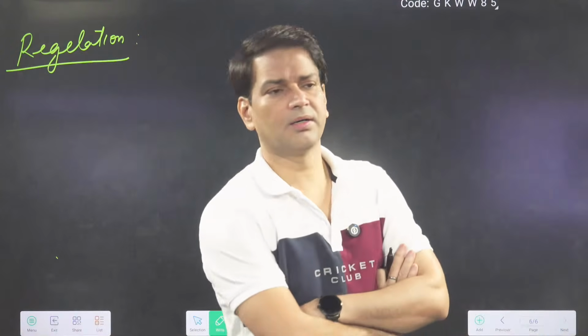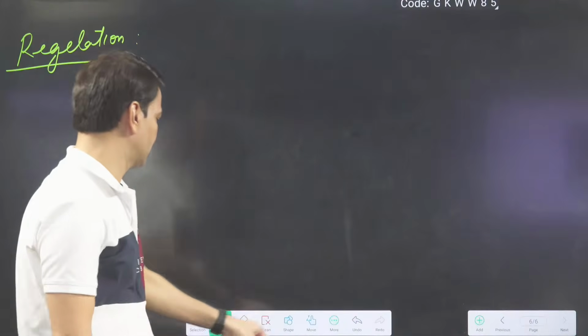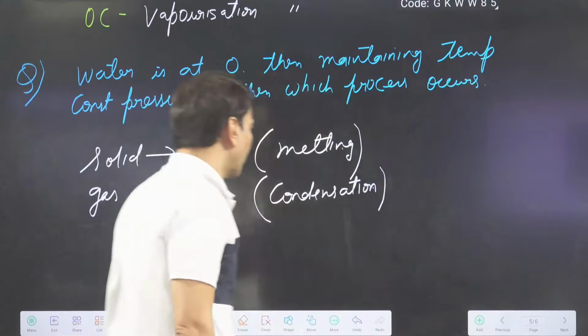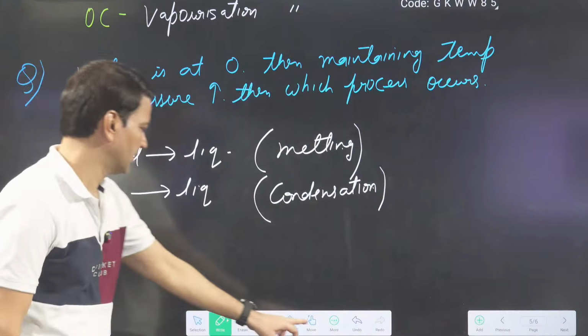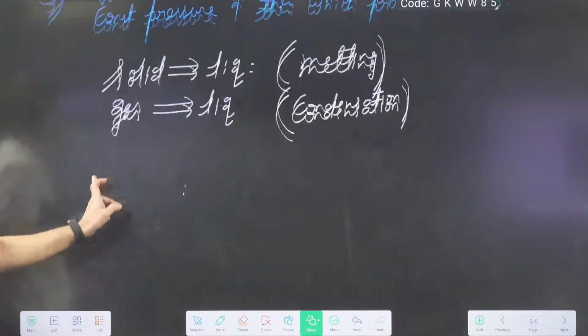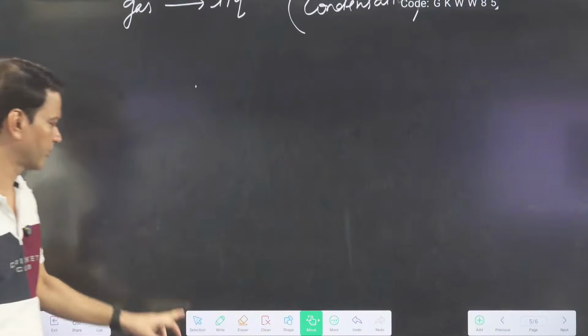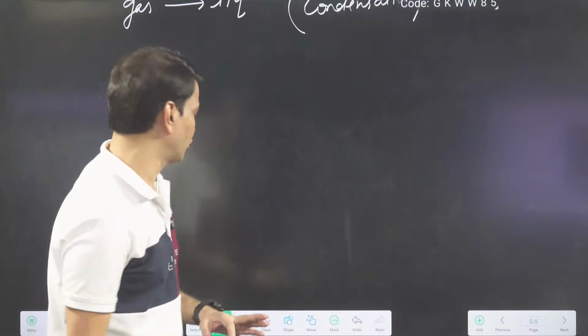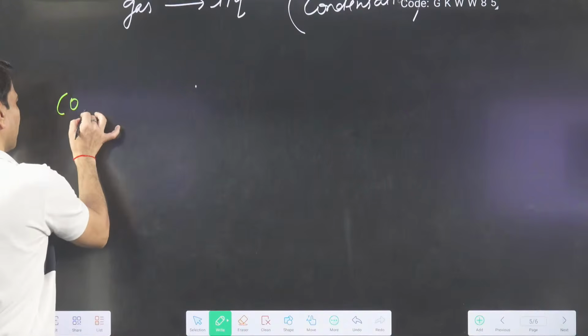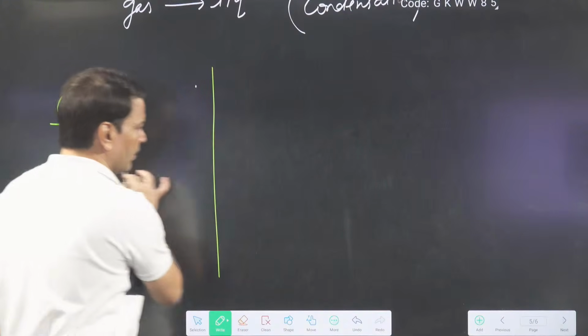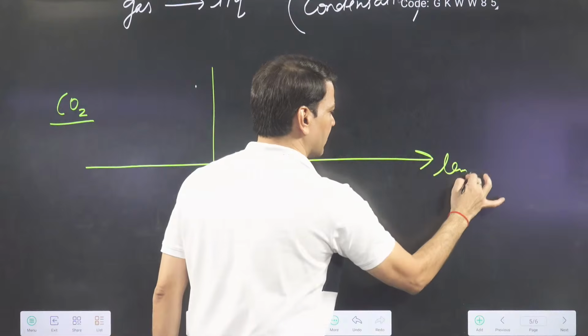So one process they have given in the NCERT, and one more graph. First thing, one more graph they have given for the triple point in the NCERT. Two triple point curves are given. One they have given for the CO2, so that I am also just making here, the CO2 triple point curve.